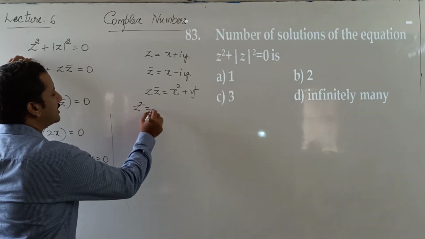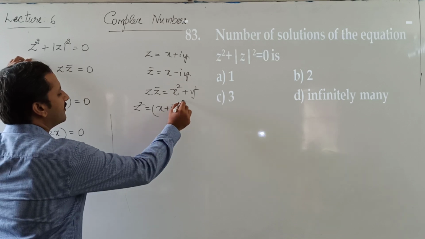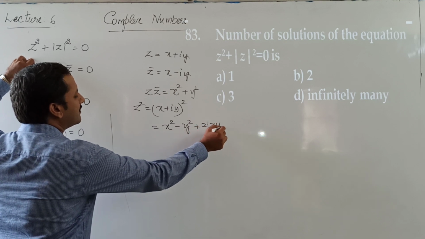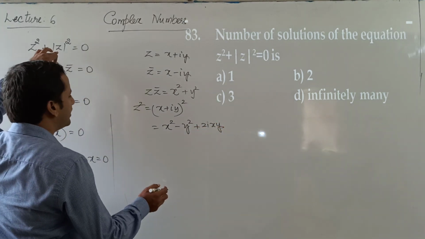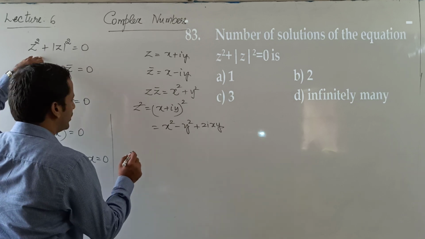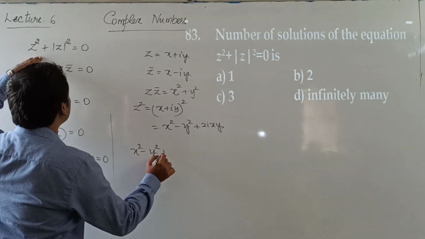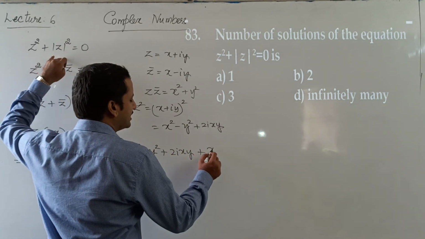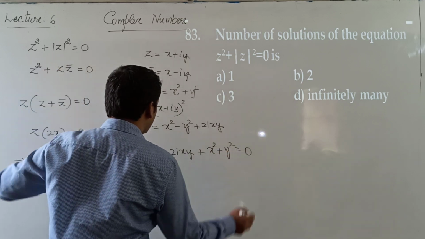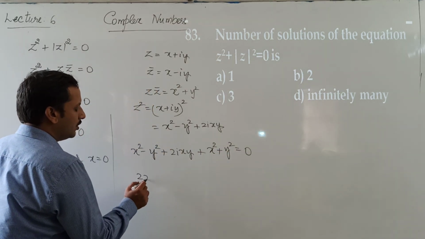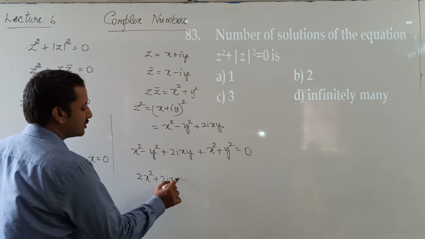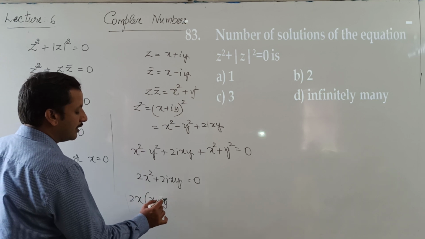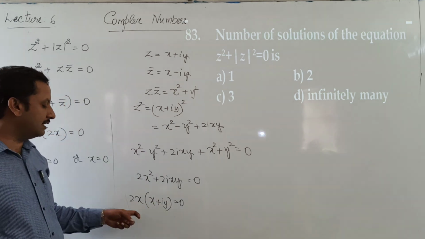z square is equal to x plus iy whole square, that's equal to x square minus y square plus 2ixy. Mod z whole square, that is x square plus y square. So if I substitute here, I'm going to get x square minus y square plus 2ixy plus mod z whole square, that is x square plus y square, is equal to 0. y square is cancelled. 2x square plus 2ixy is equal to 0. And then 2x as common, 2x into x plus iy is equal to 0. And the product is 0, either this is 0 or this is 0.